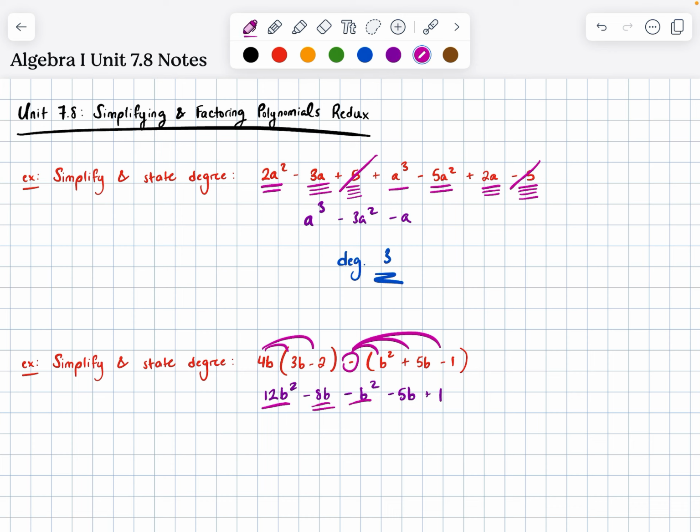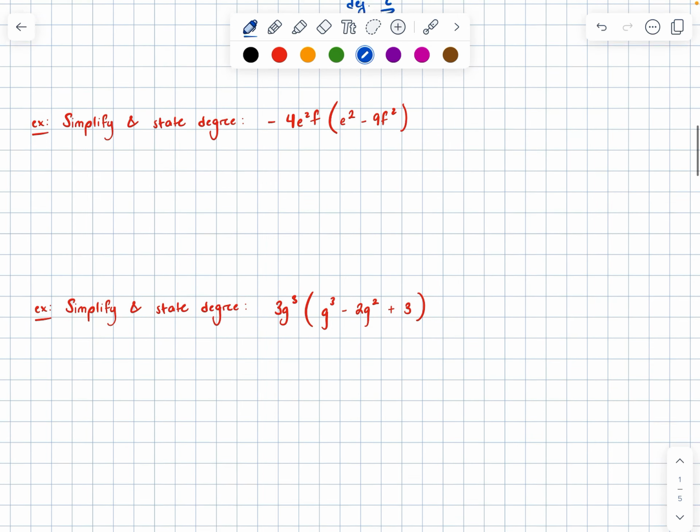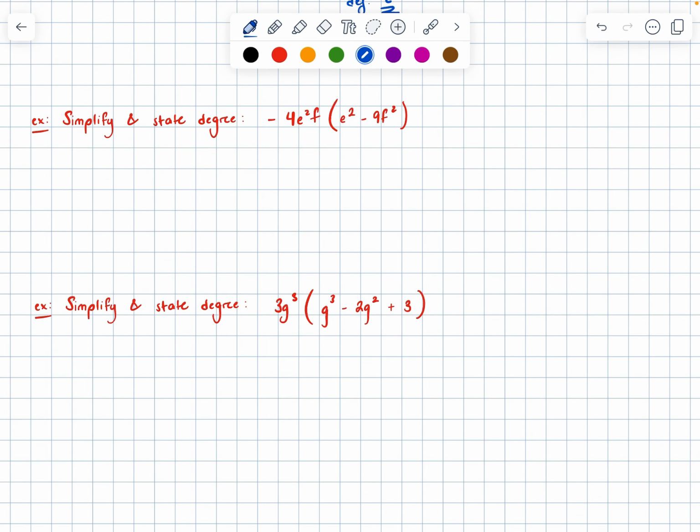All I got to do now is find any like terms that I can put together. Well, 12b squared minus b squared, I take one away. I'm left with 11b squareds. Negative 8b and negative 5b, put those together, I get negative 13b's. And then I've got that plus 1 at the back. The degree of this polynomial, once again, it's already in standard form, is 2. It is quadratic.